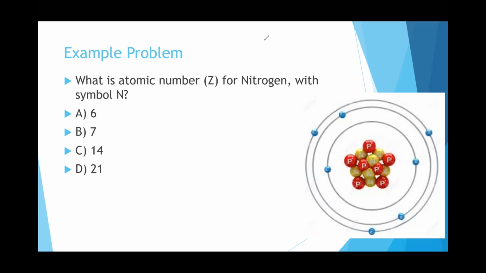So we basically count the number of protons. The atomic number is the number of protons. And I'll label them 1, 2, 3, 4, 5, 6, 7. It's 7, so it is indeed B. So that's atomic number. You'll definitely need to know what atomic number is in chemistry class. That's pretty important.